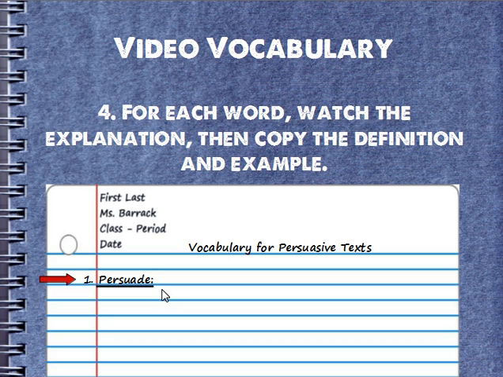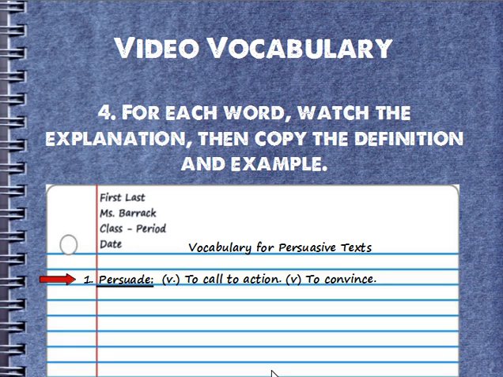For each word, you're going to watch an explanation and then copy a definition and sometimes an example. So for persuade, the definition might look like this. You can write it now, but you might want to wait. So let's say the definition is really short, it fits on one line. Good deal, right? But what if, and more likely the case, your definition continues on to the next line, or you have really big handwriting?